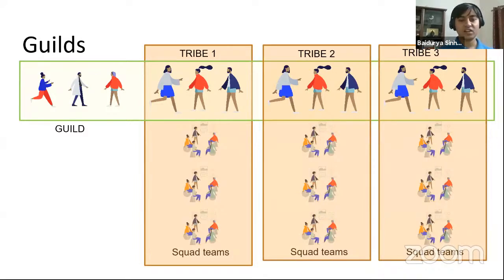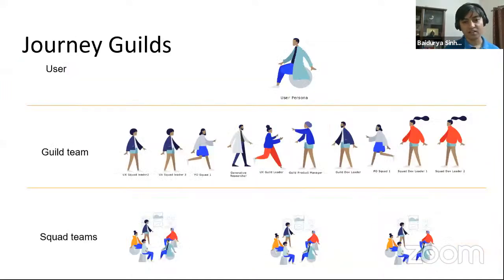So that is called a guild, which is a vertical, right? And the guild is responsible for all the common activities across different tribes. The guild can also have a guild UX leader, guild product leader, and a guild dev leader. And the other roles that are there in the guild are like generative researcher.